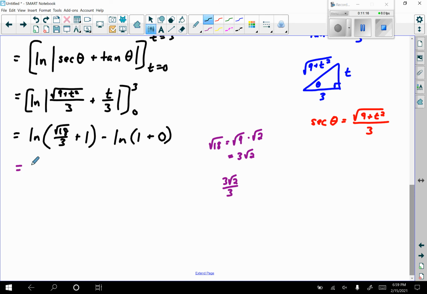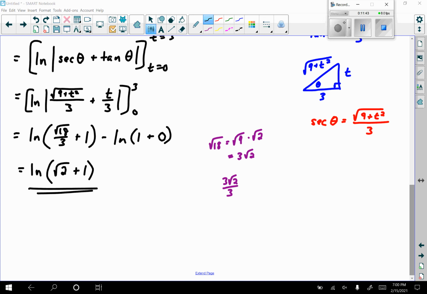So I just want to show you where I'm getting that from. So here I get the natural log. Again, this is 3 radical 2 over 3, so it's just radical 2 plus 1. And this just becomes a natural log of 1, which is 0, so this is our final answer. So quite a few steps, but very necessary to show all of this.